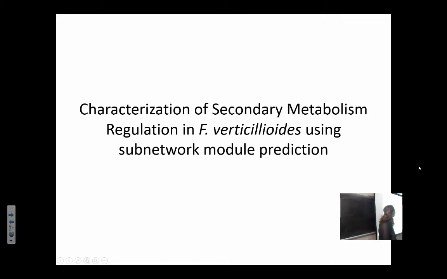So the main part of my talk today is on work that I've been continuing pretty much since I started at the SHIM lab as a graduate student. And it's on the characterization of secondary metabolism regulation in Fusarium verticillioides using subnetwork module prediction.